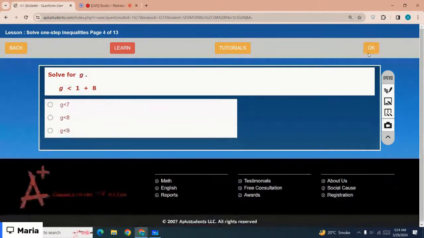Okay, the next one is solve for G. G is less than 1 plus 8. So which is the correct option? The correct option is G is less than 9. Very good. Option number 3 is the correct option, right?